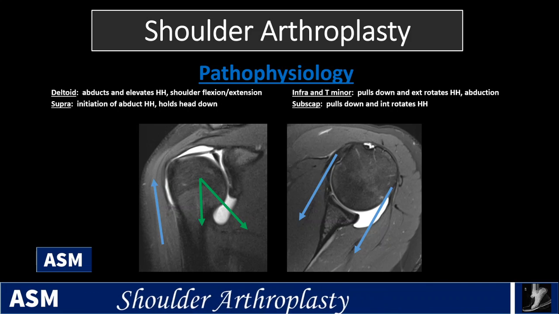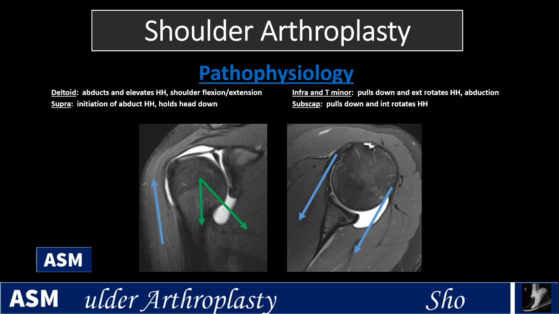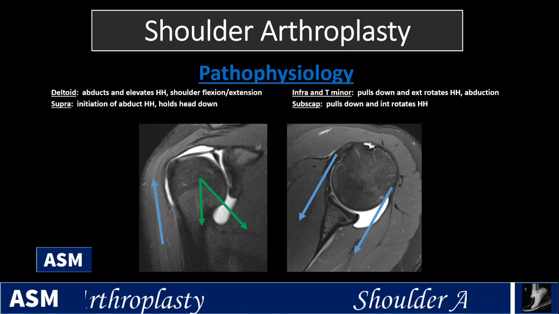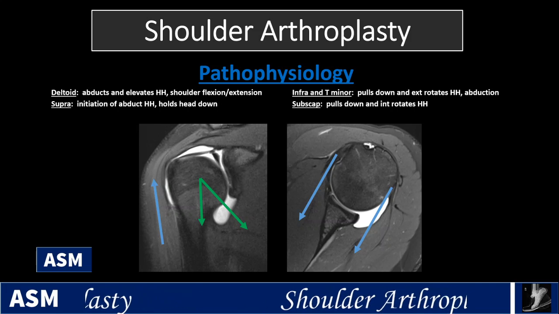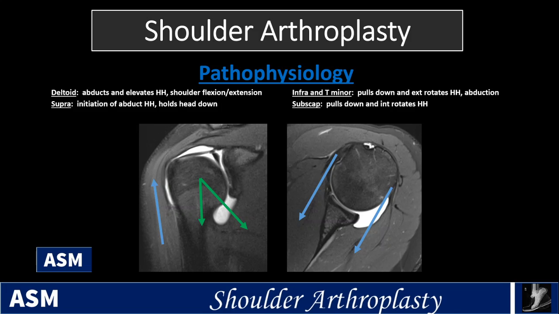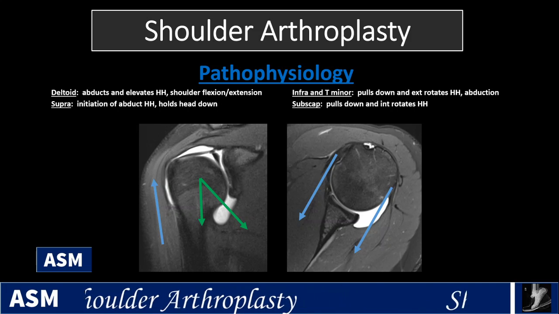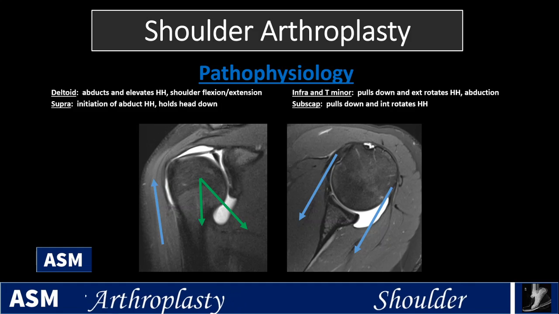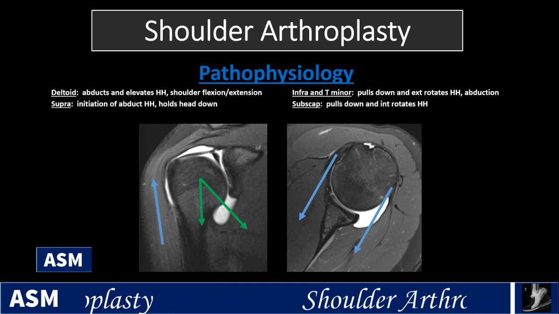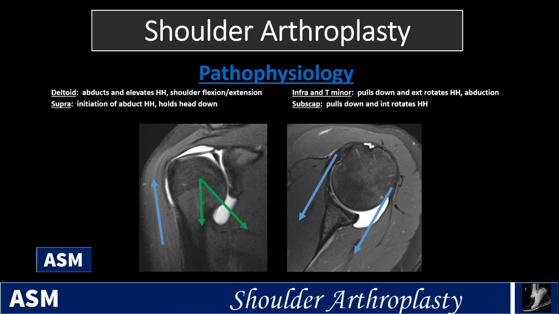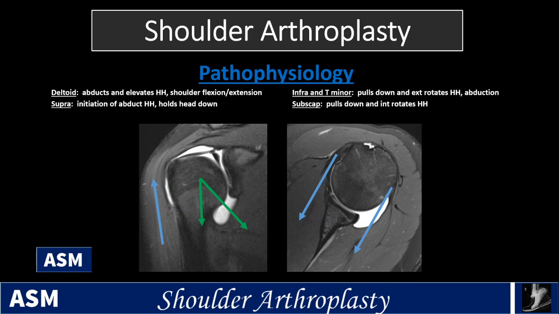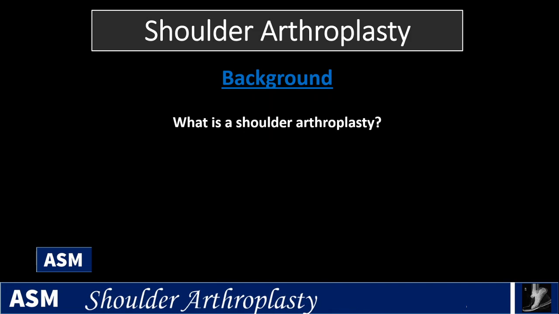The supraspinatus really initiates abduction minimally of the humeral head, but primarily one of its functions is to hold the humeral head down. The infraspinatus and teres minor are going to pull down the humeral head and externally rotate, and they provide some degree of abduction, while the subscapularis will keep the humeral head down also, keep it centered as well, and also internally rotate the humeral head.